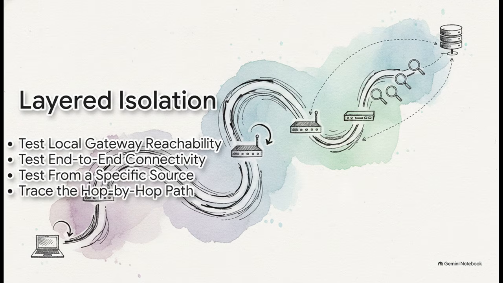Step 1, if you can't even ping your local gateway, the issue is strictly local. Maybe an interface is down or it's an ARP failure. Step 2, if the gateway passes, you escalate. You test end-to-end to the remote IP. Step 3, you test from a specific source, like your loopback interface, to validate that return traffic is being routed correctly. And finally, step 4, you trace the hop-by-hop path to pinpoint the exact device that is dropping the ball.